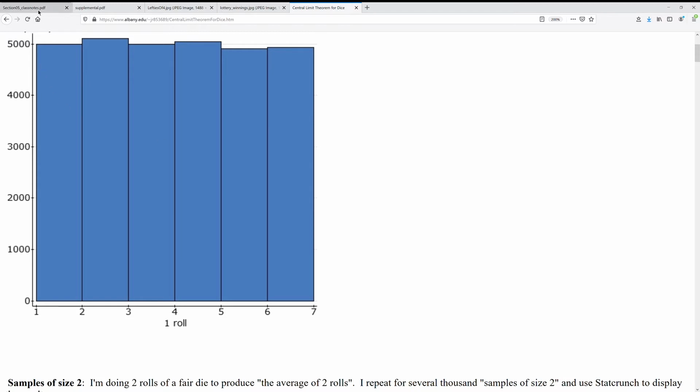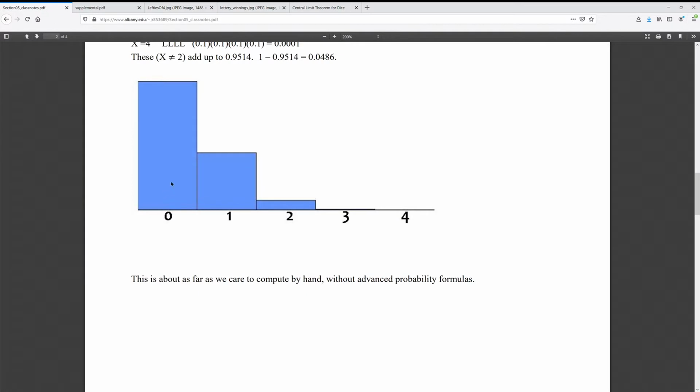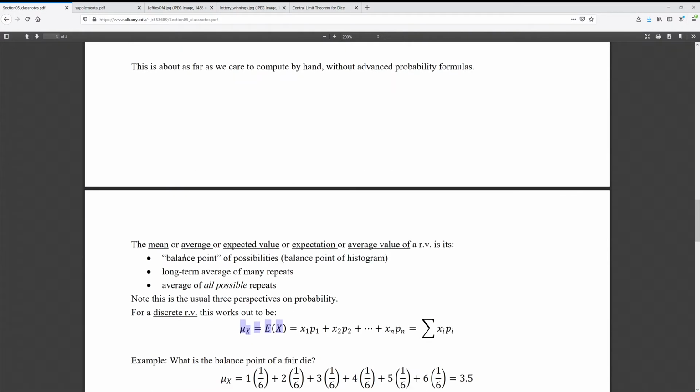On the other hand, there are things that are less symmetric, like our number of left-handed people when we pick 4. Here's a better picture. And where this balances is a little bit more complicated. So that's the idea we're talking about at the moment, the balance point of possibilities. For reasons we'll see shortly, you can also think of it as the long-term average of many repeats, or the average of all possible repeats.